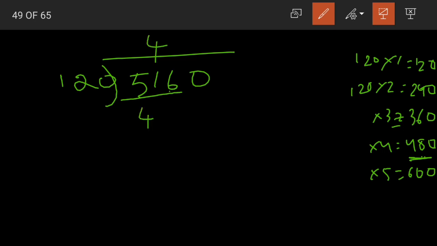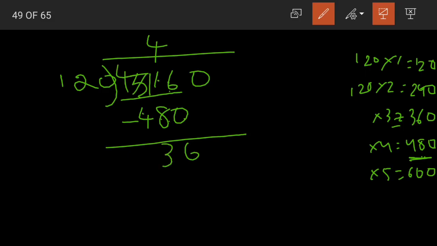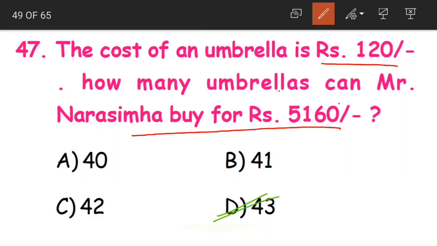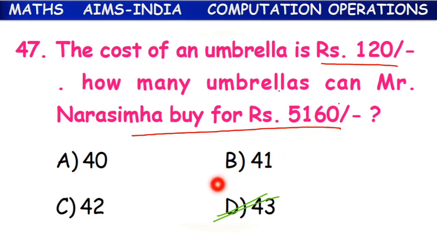12 4s are 480. When we subtract 6 minus 0, 6. 1 minus 8 is not possible, borrowing. 11 minus 8, 3. 4 minus 4, 0. Bringing 0 down. We have the exact number. 12 3s are 360. When we subtract, 0 is our remainder. What is the answer now? 43. Option D, 43. Mr. Narasimha can buy 43 umbrellas for 5160 rupees.